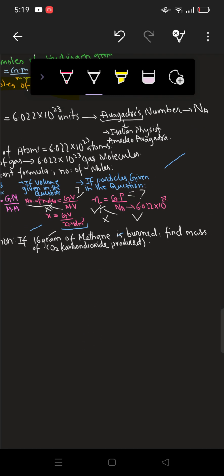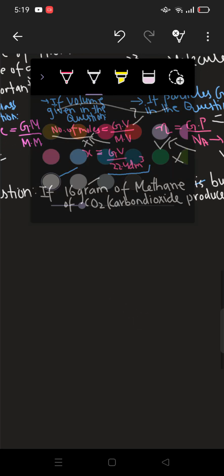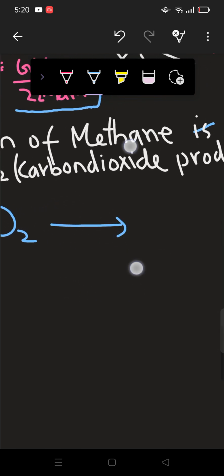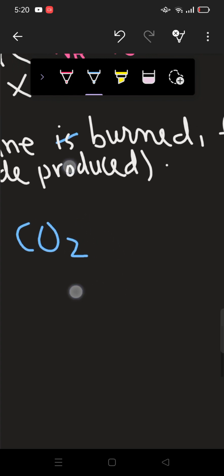The question asked to you can provide you with the balanced chemical equation, or it can provide only the unbalanced chemical equation as well. Then you need to balance that particular equation first, right? Suppose in this question we don't have a balanced chemical equation. They have just given us CH4. When it is burned in the presence of oxygen, it produces carbon dioxide plus water. Now it is not balanced, right?